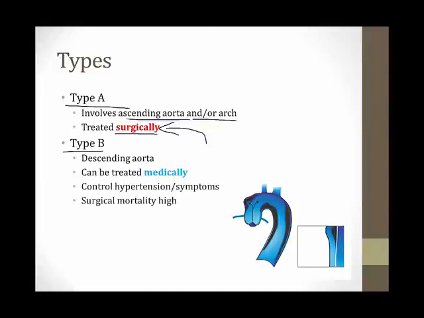Type B dissections, on the other hand, involve only the descending aorta, and these are often treated medically. The way you medically treat an aortic dissection is to control the hypertension, which is usually present. The hypertension stretches the aorta and drives blood into the dissection plane. You also control the symptoms. And if you treat type B dissections medically, they often stabilize and the patient does not require surgery. And the reason type Bs are treated medically is because the mortality from surgical intervention is very, very high, and the mortality from medical intervention is also high, but it's usually lower than the mortality if you go to the operating room.